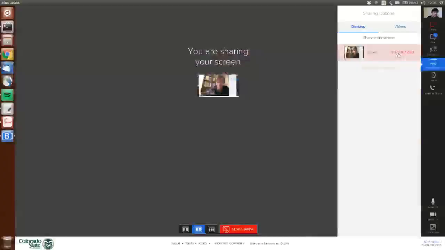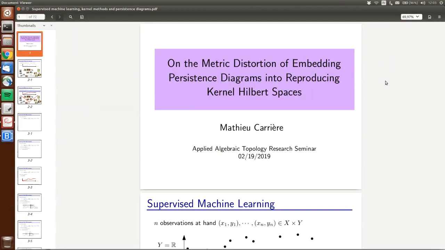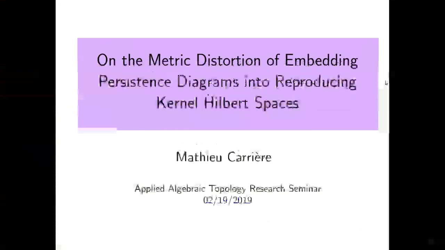So I think I'll first recall the basics of kernel methods. So Mathieu, have you shared your slides? Oh, I don't know. Can you see the slides? No? No. Oh, okay. Yeah, I see. Okay, very good. Yeah, now we can see the slide. Right. Can you see the slide? Okay, thanks.